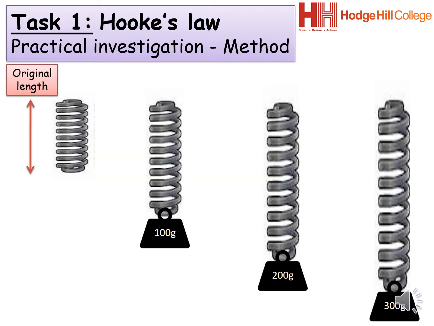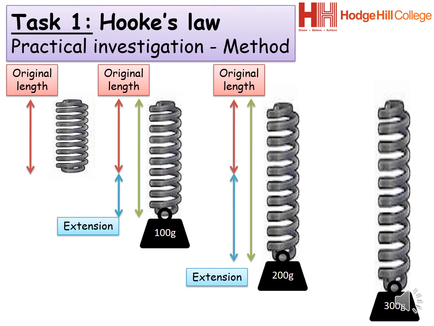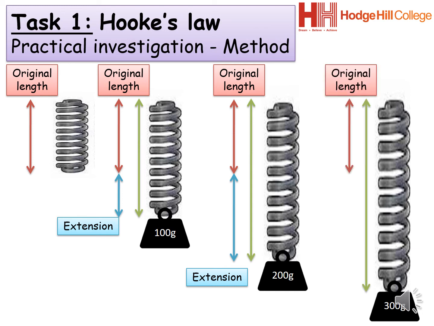As I said earlier, to calculate the extension of the spring, you will need to measure the original length. Once you have the original length, you will add on 100 grams and that will be your new length. To find out the extension, you subtract the original length from the new length, and the blue arrow tells you the extension. If you now add on 200 grams, again you measure the new length, subtract the original length, and the remainder will be your extension, and you will repeat this until you have added on the amount of mass that you desire.